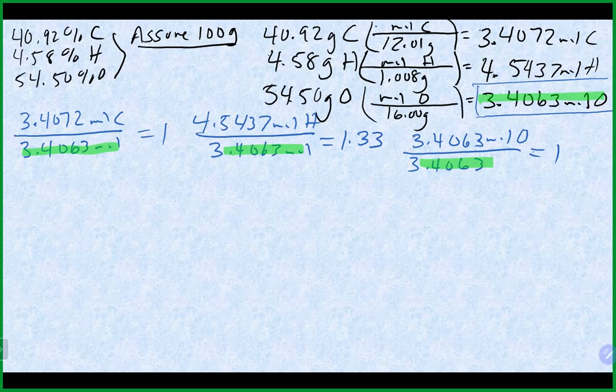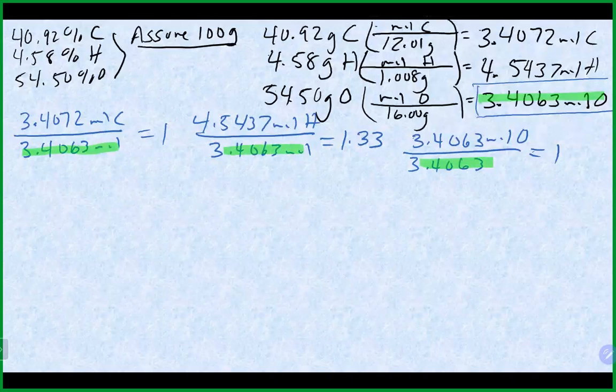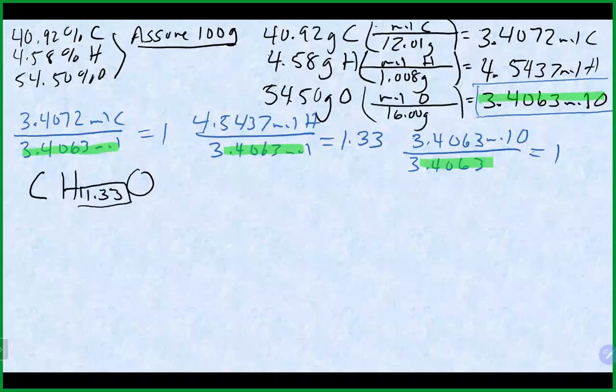Now, this technically will give us our empirical formula, and if we look at it, it would be, in this case, C1, H 1.33, and O. Is that an okay empirical formula? It is not, because once again, they are not all whole numbers, and 1.33 is too far to round.